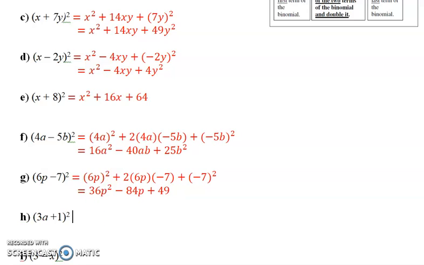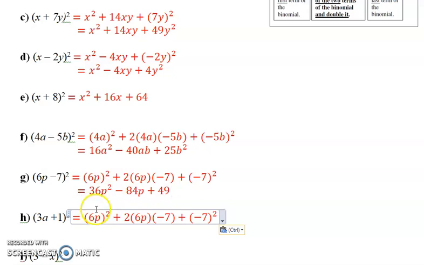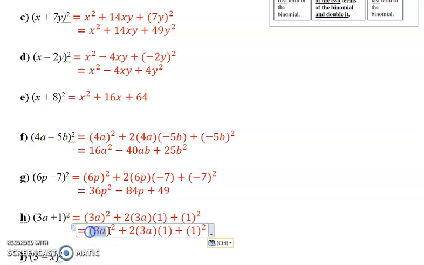Okay? And I see you're getting the hang of this. It's pretty straightforward. I'll just keep doing the rest of them so we get a hang of this. So it'd be 3a squared, and then 2 times 3a times positive 1, and then the positive 1 squared. Simple as that. Then I'll recopy it and actually multiply it out. So we get 3a squared, which is 9a squared. 2 times 3a times 1 would be 6a. And then 1 squared, which is simply 1.